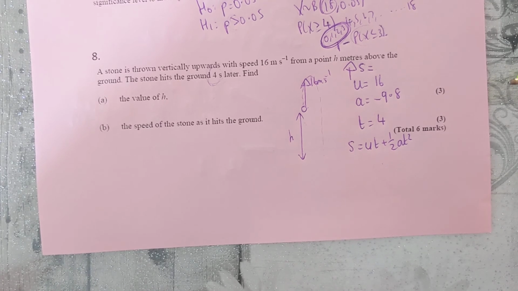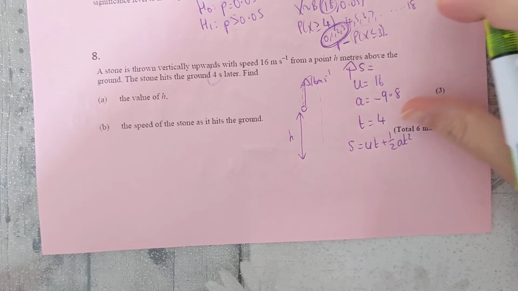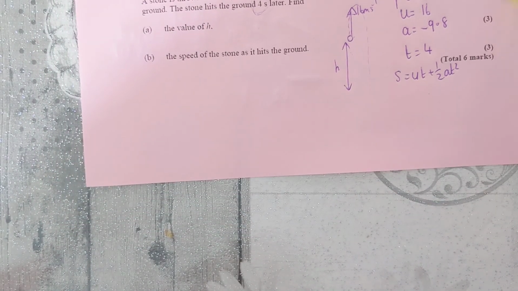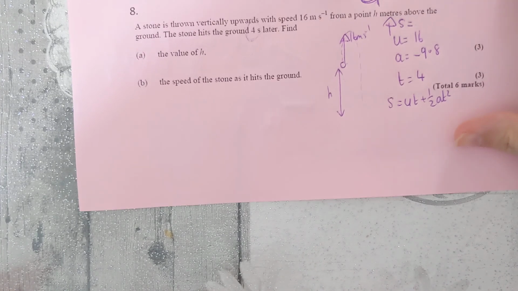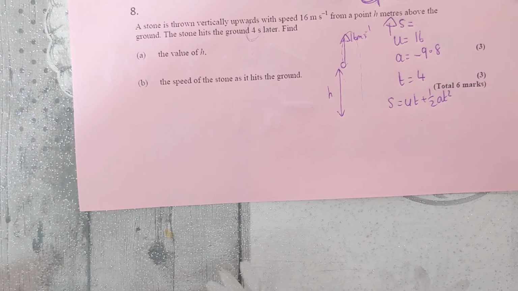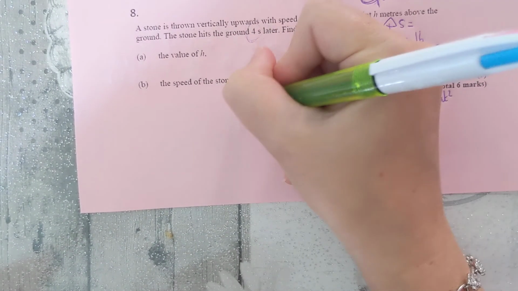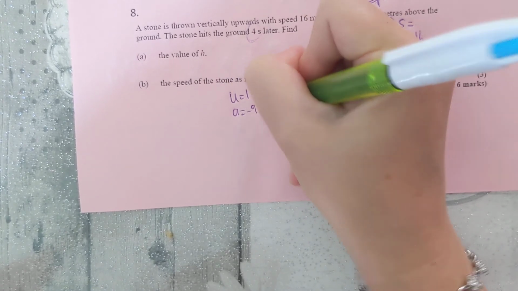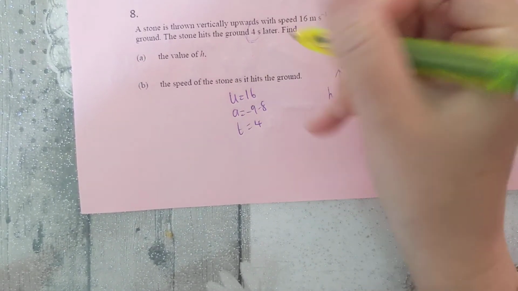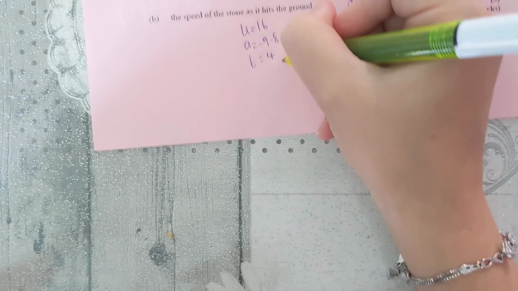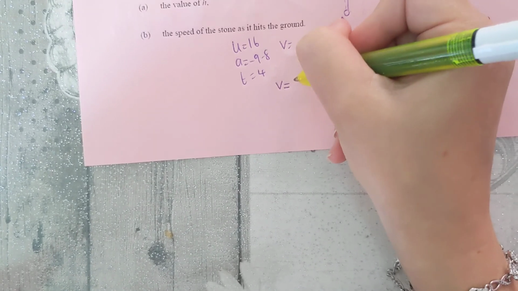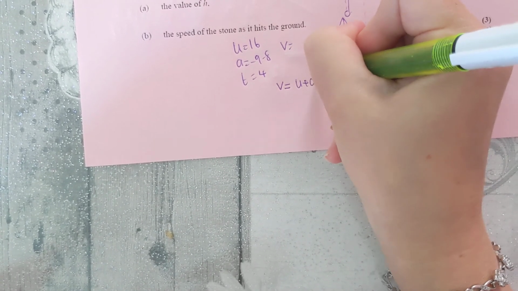The last one is the speed of the stone as it hits the ground. You can see all of these are not particularly great marks. They're only 3 marks each, so there's nothing too much to do. Again, we know that u is 16, a is minus 9.8, t is 4, and you're trying to work out v. So it's just sticking it into v equals u plus at.